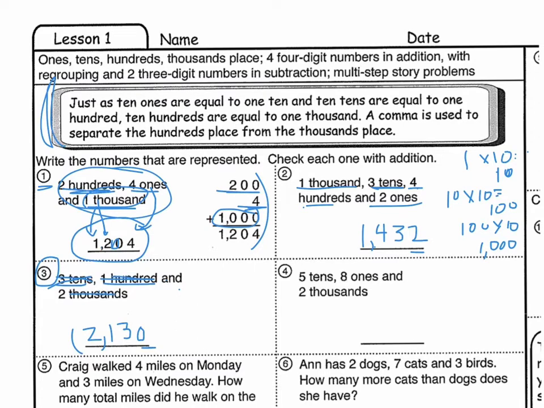All right, pause the video, try number 4, and then turn it back on. So you should already have answered this right down here. Start in the ones place, and I see that I have 8 ones. How many tens? 5 tens. How many hundreds? Oh, no hundreds up there. How many thousands? 2 thousands, comma right there.